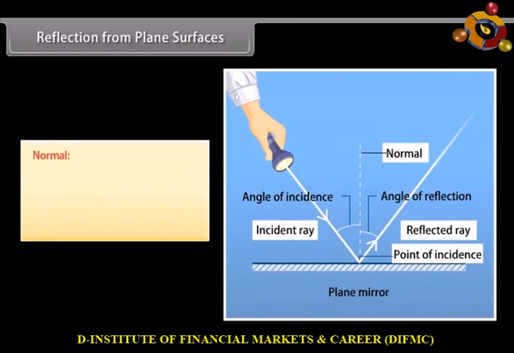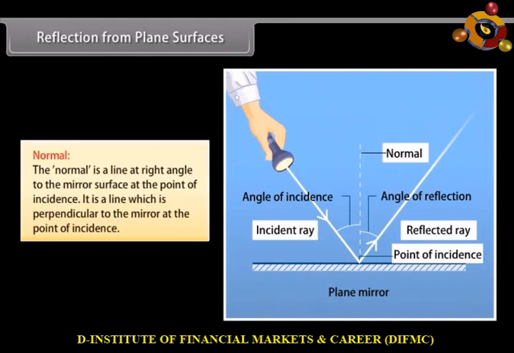Normal. The normal is a line at right angle to the mirror surface at the point of incidence. It is a line which is perpendicular to the mirror at the point of incidence.